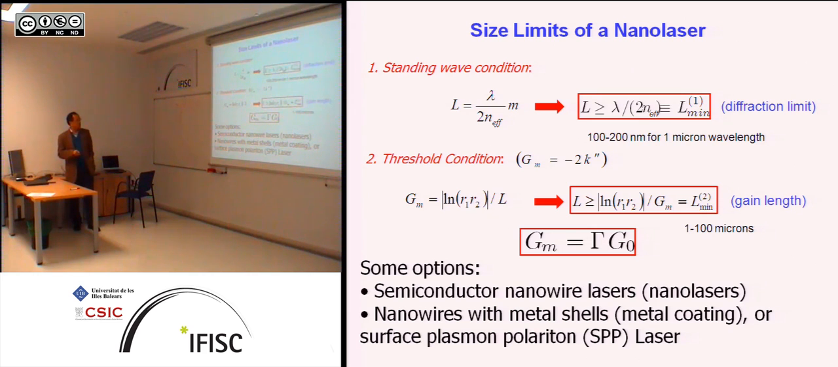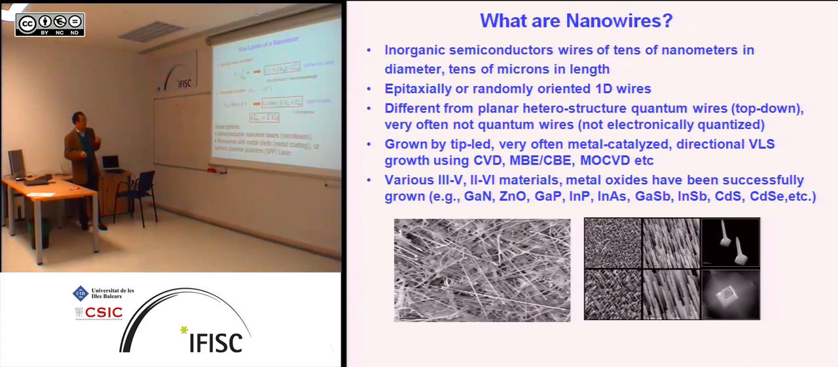So that is what you have to do, and then you think about the options. Then the number one option is what I call semiconductor nanowire lasers. I'll show you some examples of what I mean by nanowires, in case some of you are not very familiar with them. The second is nanowires with metal shells. In other words, coating or wrapping the semiconductor gain medium with metal. This is why surface plasmonics come into play. So I'll talk about two options.